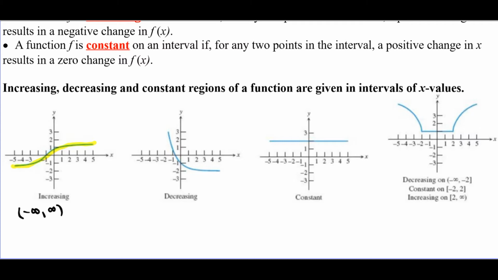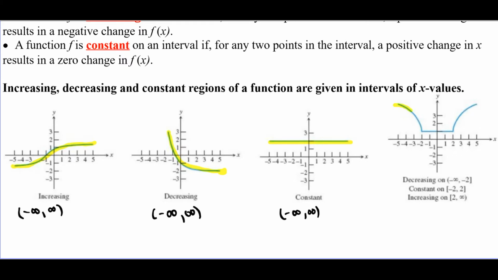The second graph here is going to be a constantly decreasing function. So this is getting smaller here, although it is very slowly. So again, this graph is going to be decreasing over its whole domain. So from negative infinity to positive infinity. The next graph here is just a horizontal line. So it is a constant function, again, over its whole domain, which is going to be negative infinity to positive infinity. The last graph is a little more interesting in terms of increasing and decreasing intervals.